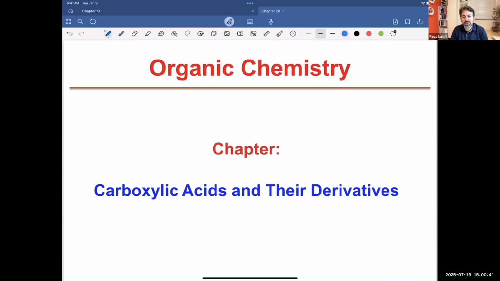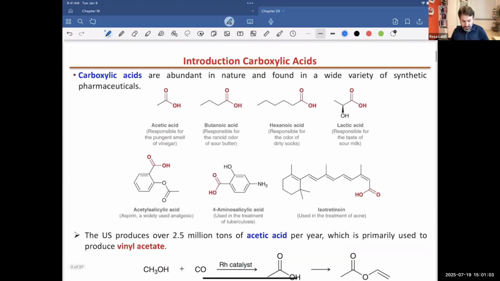I'm going to start a new chapter, which is going to be carboxylic acids and their derivatives. We will tackle the chapter with nomenclature first, and after that, we will go through some chemical and physical properties of carboxylic acids and slowly learn how to take a carboxylic functional group and turn it into another one. And let's go after it.